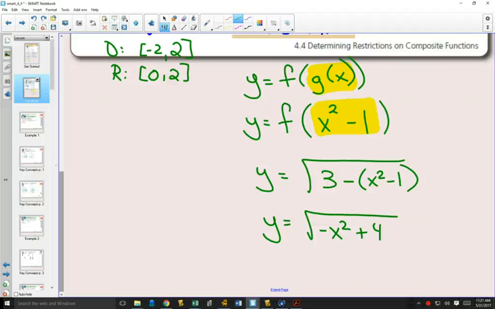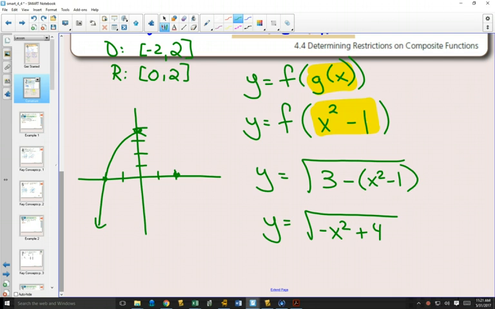We get to use a lot of our units in this unit. We get to use the very first unit we did with transformations. Can you graph negative x squared plus 4? Well, that negative would flip it down and move it up 4. So if I were to graph negative x squared plus 4, I would have a parabola that goes down like that. So this green graph is just negative x squared plus 4.